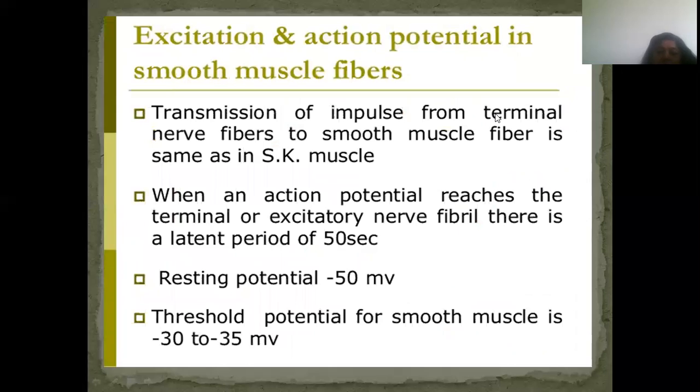Now we'll talk about excitation and action potential. Transmission of impulse from terminal nerve fibers to smooth muscle fiber is the same as in skeletal muscle. When an action potential reaches the terminal or excitatory nerve fibril, there is a latent period of 50 seconds. The resting potential is minus 50 mV and threshold is minus 30 to minus 35 mV.